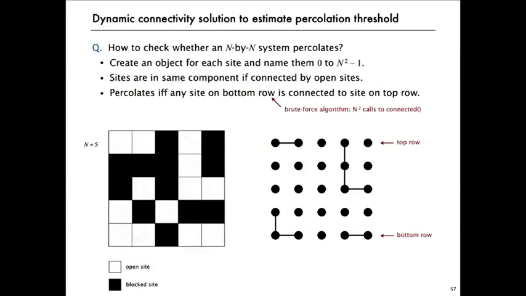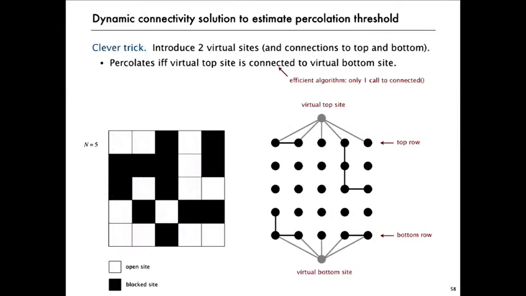Now, you might say, well, what we want to do is check whether any site in the bottom row is connected to any site in the top row and use union find for that. The problem with that is that it would be a brute force algorithm, quadratic right on the face of it, because it would have n squared calls to find, to check, for each site on the top, each site on the bottom. Much too slow. Instead, what we do is create a virtual site on the top and on the bottom, and then when we want to know whether this system percolates, we just check whether the virtual top site is connected to the virtual bottom site.